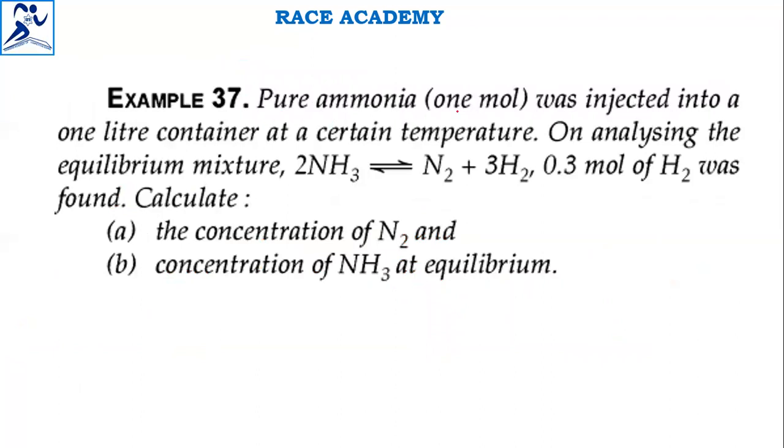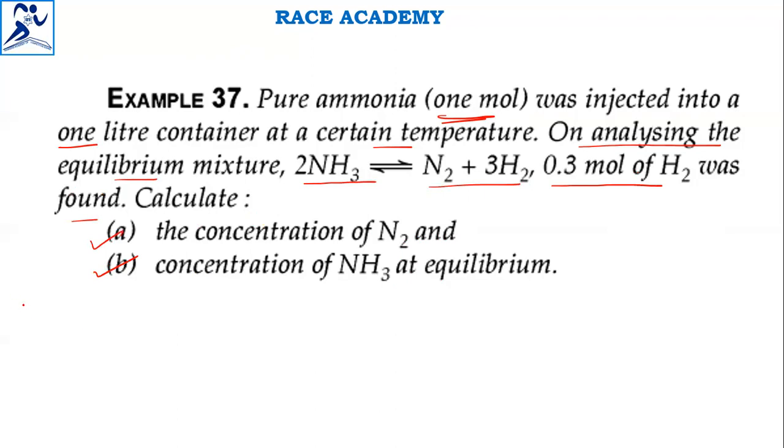Pure ammonia, they have given 1 mole, was injected in a 1 liter container at a certain temperature. On analyzing the equilibrium mixture, 2NH3 gives rise to N2 plus 3H2. 0.3 mole of hydrogen was found. Then we have to calculate 2 things: the concentration of N2 and the concentration of NH3.